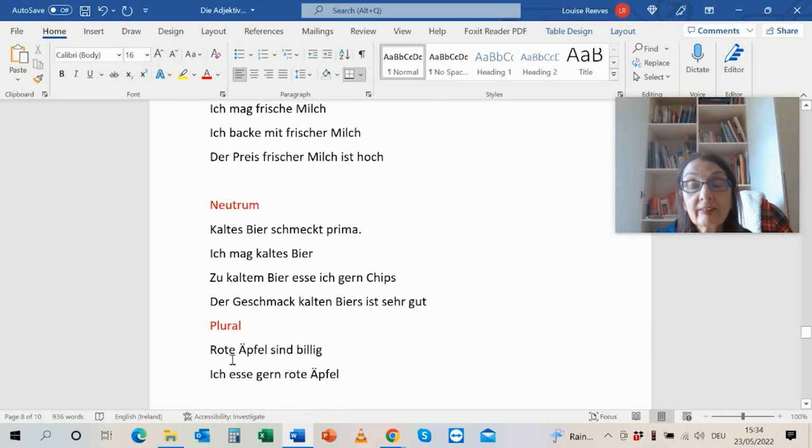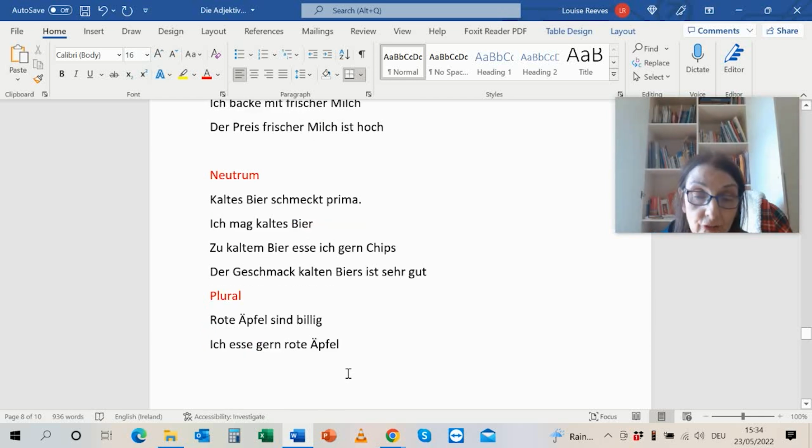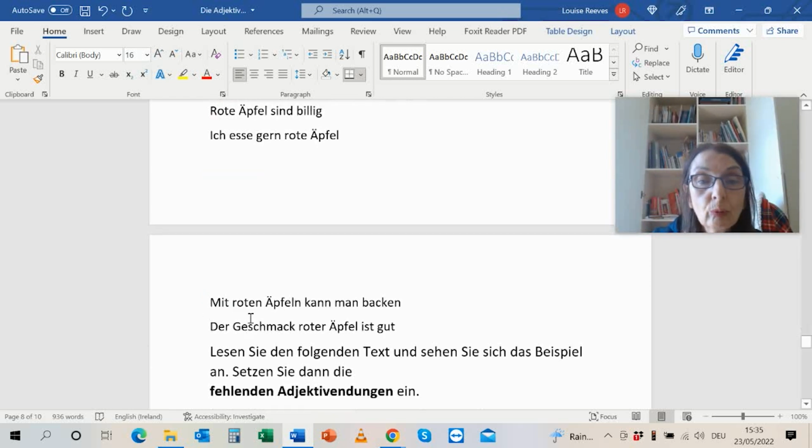The plural, like the lange Haare: rote Äpfel sind billig. Ich esse gern rote Äpfel. Ask yourself, is there a definite article? And if there isn't, then a lot of the times, all you learned when you're at very beginner stage, I have brown hair, blue eyes, lange Haare, braune Haare, blaue Augen, all that, those type of things will help you for the plurals. Mit roten Äpfeln kann man backen. You can bake with red apples. Der Geschmack roter Äpfel ist gut.